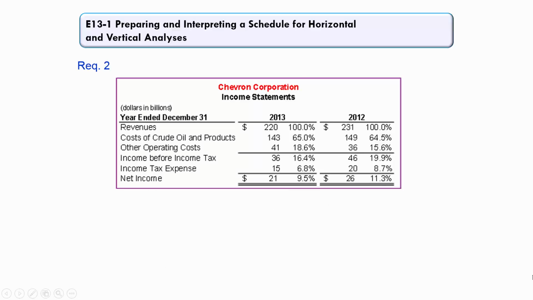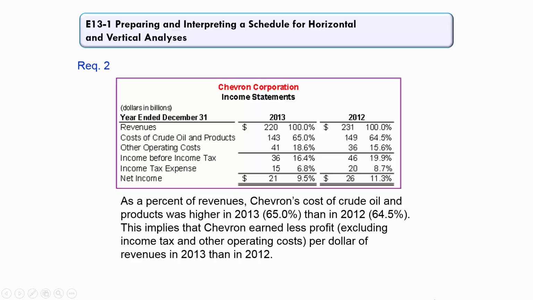In the second one, we're going to do everything as a percentage of revenues. And we find that in 2013, our net income as a percentage of revenue has declined. It's around a 2% decline in net income. So out of the revenues for this time period, we are only able to keep around 9.5%. In the previous time period, we had 11.3% of revenues we were able to keep.